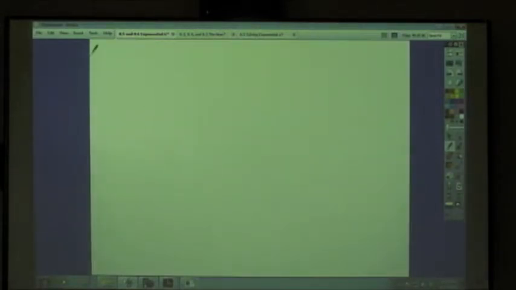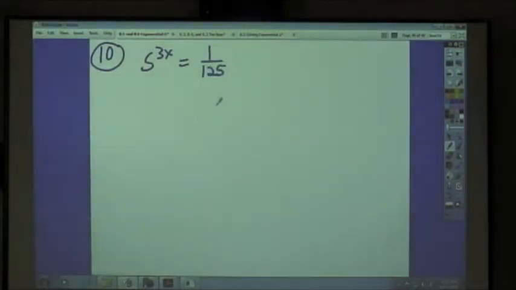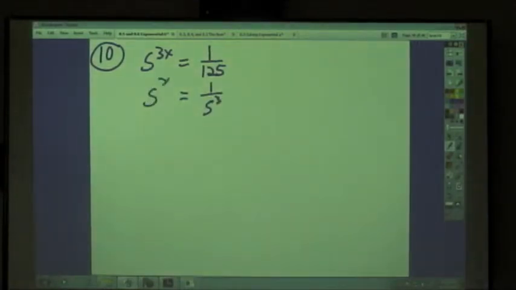One of the most common questions I get off of that page 488 homework is number 10. Number 10 is a weird looking guy because it looks like something that Mr. Harrison didn't even show us in class. But if you look at this, 125 on the bottom of the fraction really is the same thing as 5 to the third on the bottom of a fraction, which means that could be moved to the top of the fraction, just like we do with negative exponents. You move them and make them positive.